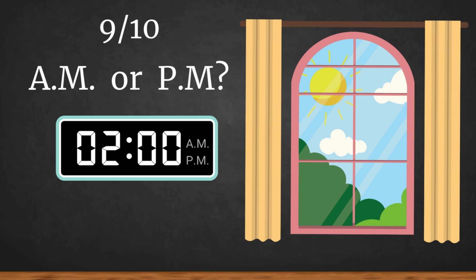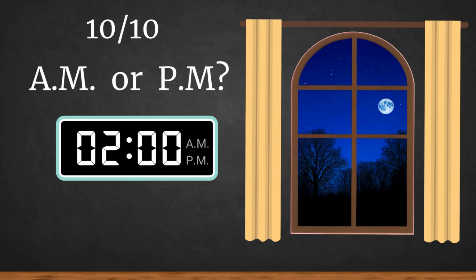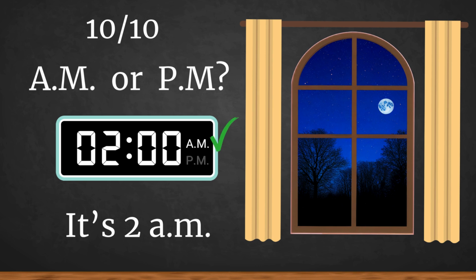9. AM or PM? PM. It's 2 p.m. It is daytime and the sun is up. 10. A.m. or p.m.? A.m. It's 2 a.m. It is night and the moon is up.